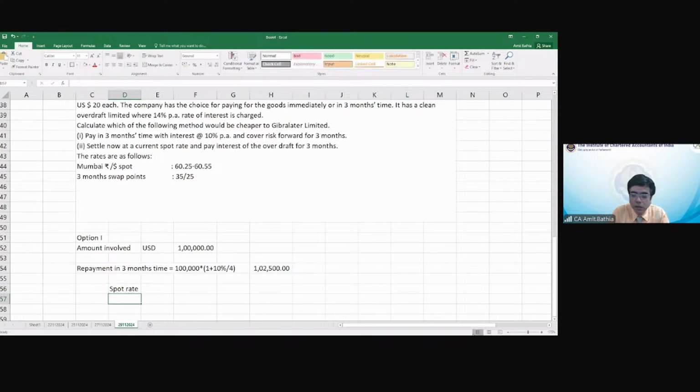I'm told the 3 months swap points. Okay, all right. So I'm told my spot rate is 60.25 and 60.55, and my 3 month swap points are 35 and 25. So what will be my forward rate? 3 months forward rate.